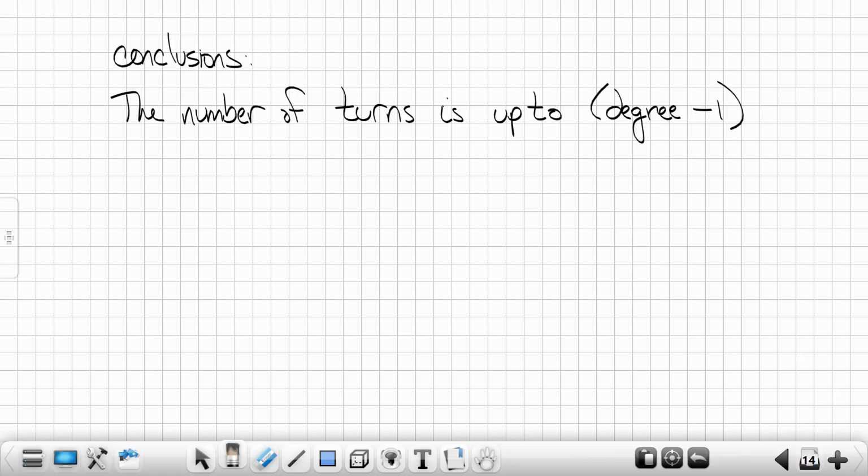Okay. The number of turns is up to degree minus 1. And I bet you the other one got them reflected. Not inverses, that's too much.